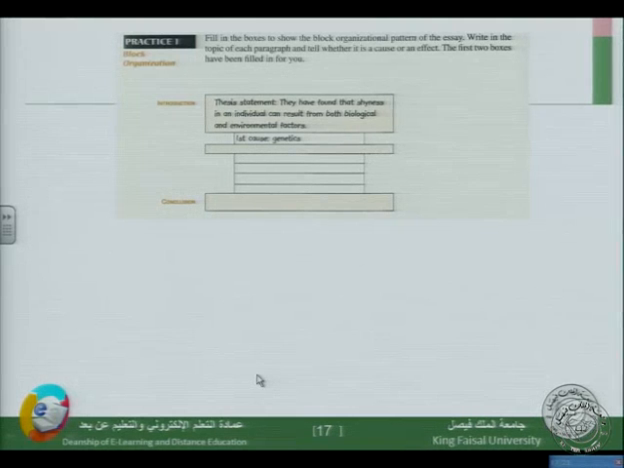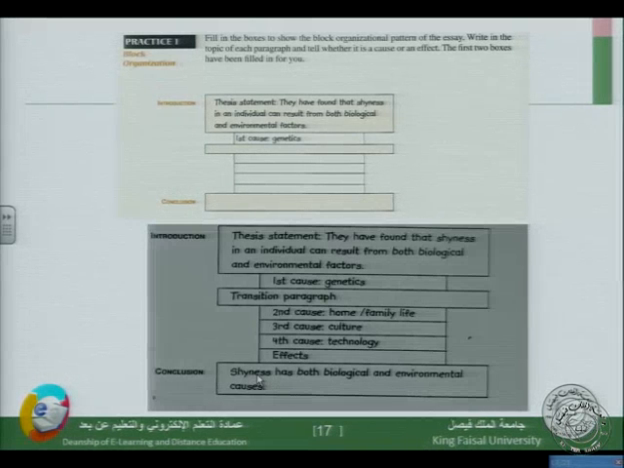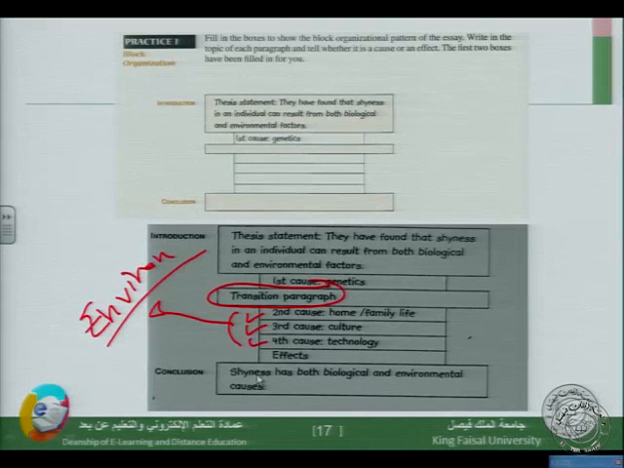أول cause ذكره genetics، حكى عن البيولوجي، بعدين حكى transition words، حكينا عن إنه في transition paragraph، بعدين ذكرنا السبب الثاني الثالث الرابع اللي هو موجود في environmental. أوكي، بعدين حكينا عن consequences في الباراجراف رقم 7، وفي النهاية كان في عندنا اللي هي conclusion. Try to go back, try to check and compare. Okay, that was very helpful example.